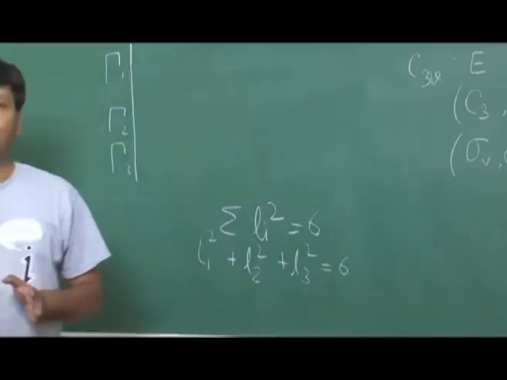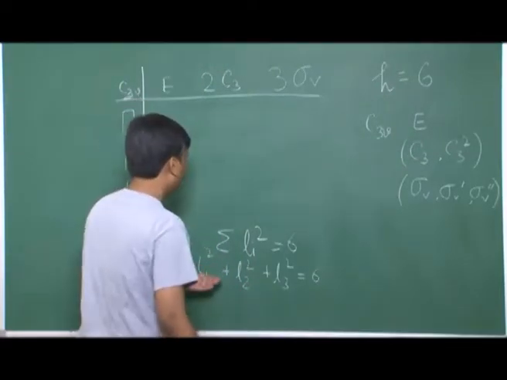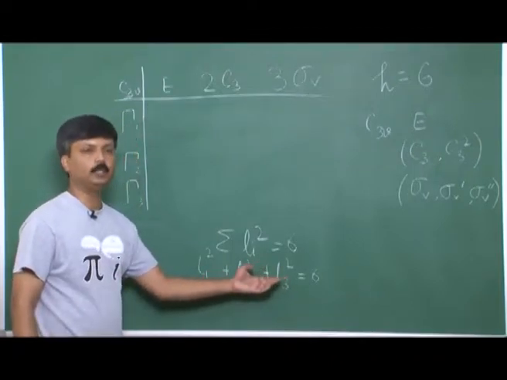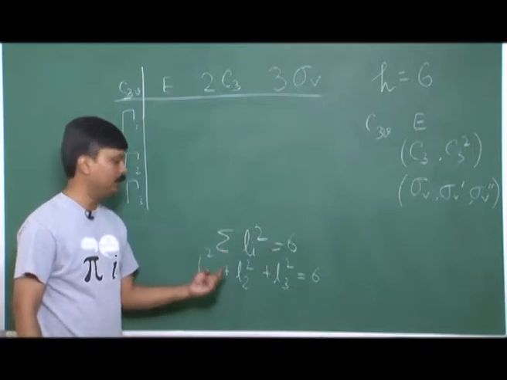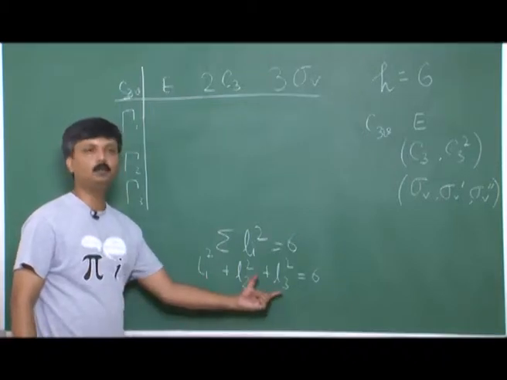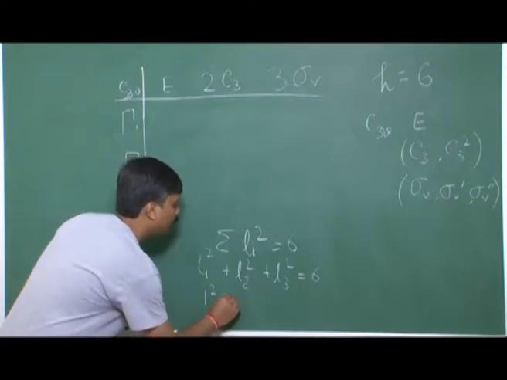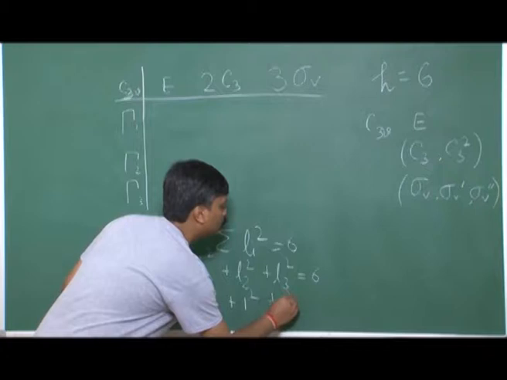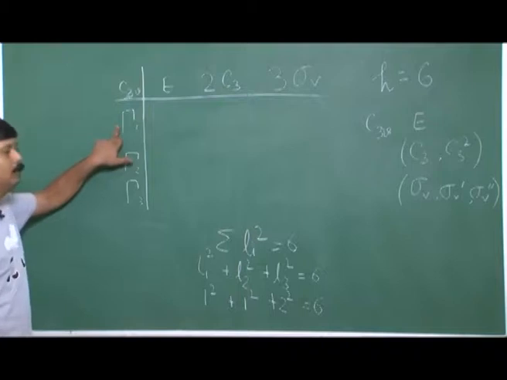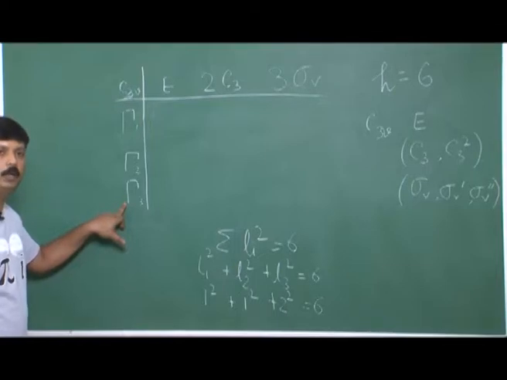Knowing that all the l's are greater than 0 and integers, we can solve this equation only in one possible way. That is, 2 of these irreducible representations will be 1 dimensional and the third one will be 2 dimensional, meaning it will be 1 square plus 1 square plus 2 square, that will give me 6. So here let us say gamma 1 is 1 dimensional and gamma 2 is 1 dimensional, then in that case gamma 3 will be a 2 dimensional representation.